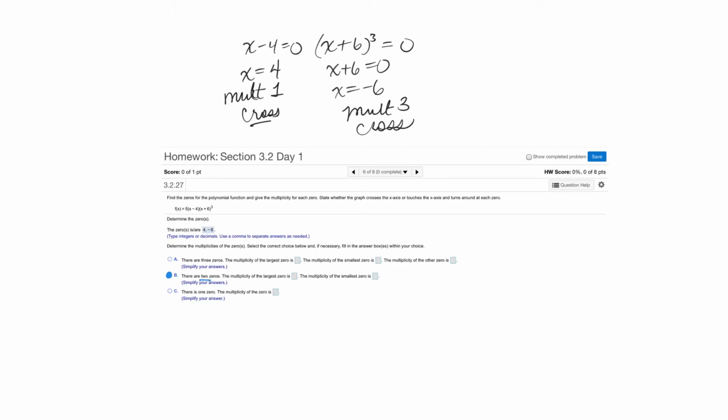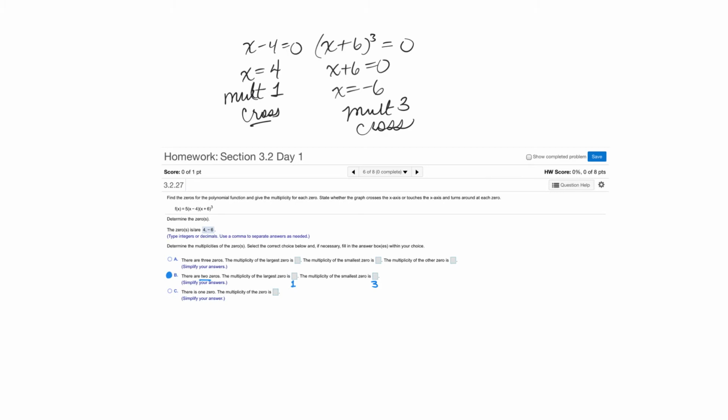There are 2 zeros. The multiplicity of the largest 0, what it's talking about is the actual value, and 4 is greater than negative 6. So 4 is the largest 0. The multiplicity of that largest 0 is 1. The multiplicity of the other 0, or the smallest 0, which is -6, is 3. So it's not asking you for the actual value of the zeros, it's asking you for the multiplicity of them.